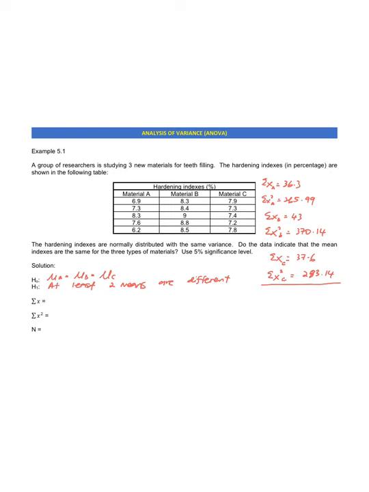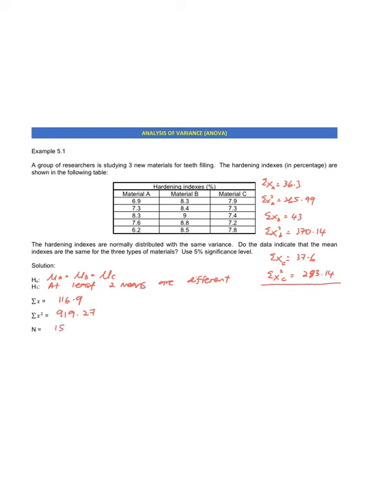Okay, now tadi kita dah calculate summation of x dengan x square by the material, right? Okay, now we add up all the summation of x for material A, B, and C, and finally I get 116.9, and summation of x square 919.27. Okay, capital N here is referring to how many observations, total observations. So for material A we have 5, B 5, C 5. So capital N kita adalah 15.